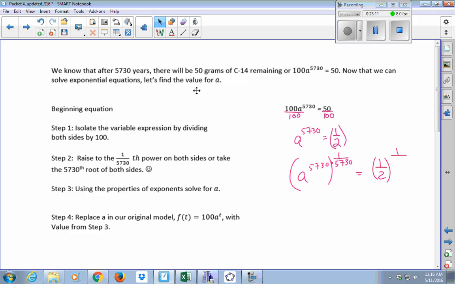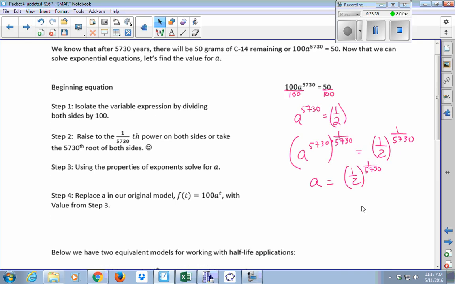So this is what I'm going to do. So there's the value of A. It's 1/2, which should be no surprise, to the 1/5,730. So what this tells us is this is how much it decays each single year, because our numerator is 1 for each year. This is how much it decays. 5,730 is the exponent, and this is the value of A.